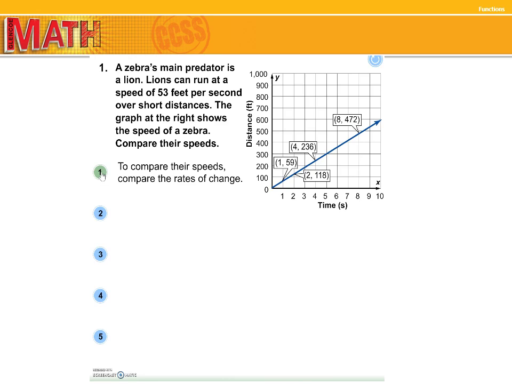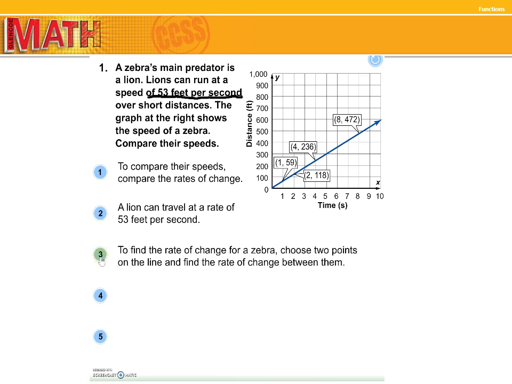To compare their speeds, compare the rates of change. A lion can travel at a rate of 53 feet per second. We're told that right there. The third thing we do is to find the rate of change for a zebra. Choose 2 points on the line and find the rate of change between the two of them. So we're going to find the rate of change of the zebra. So pick 2 points.